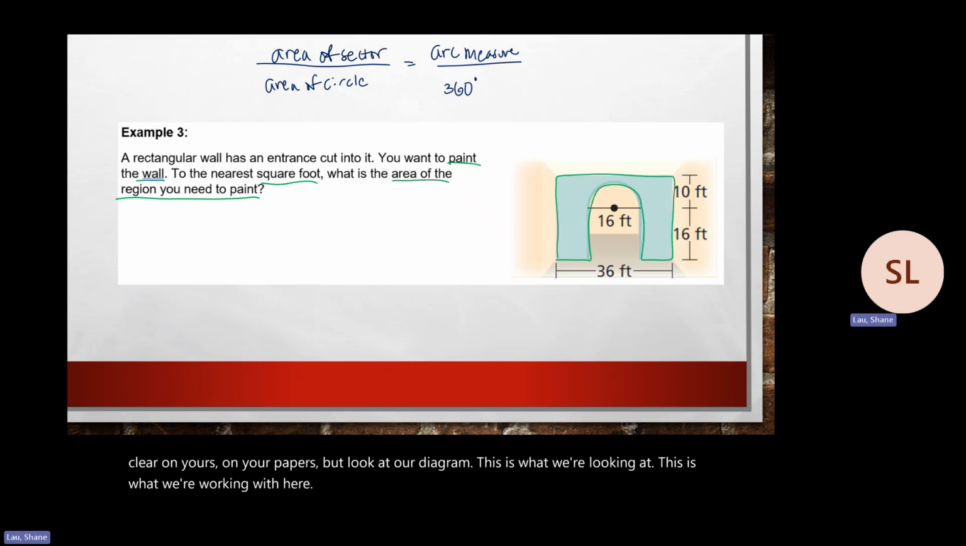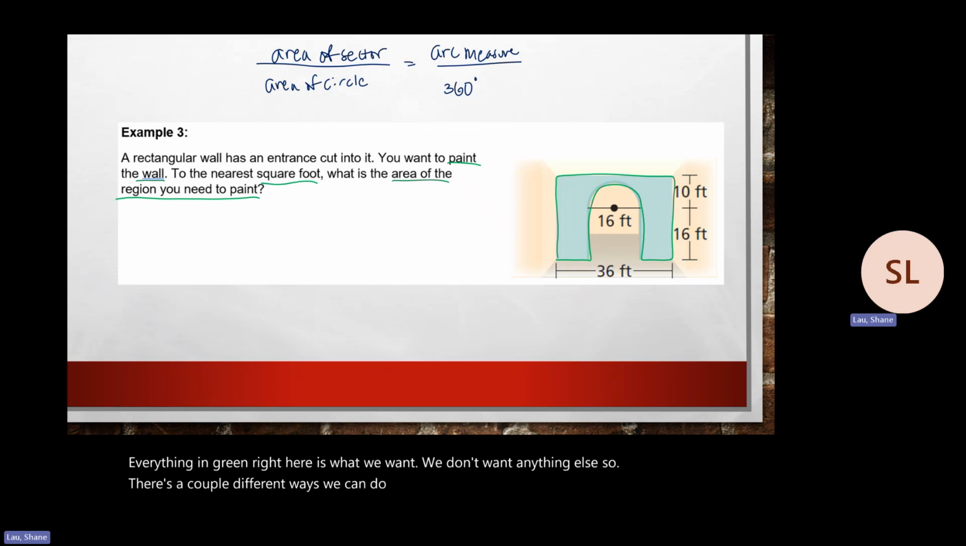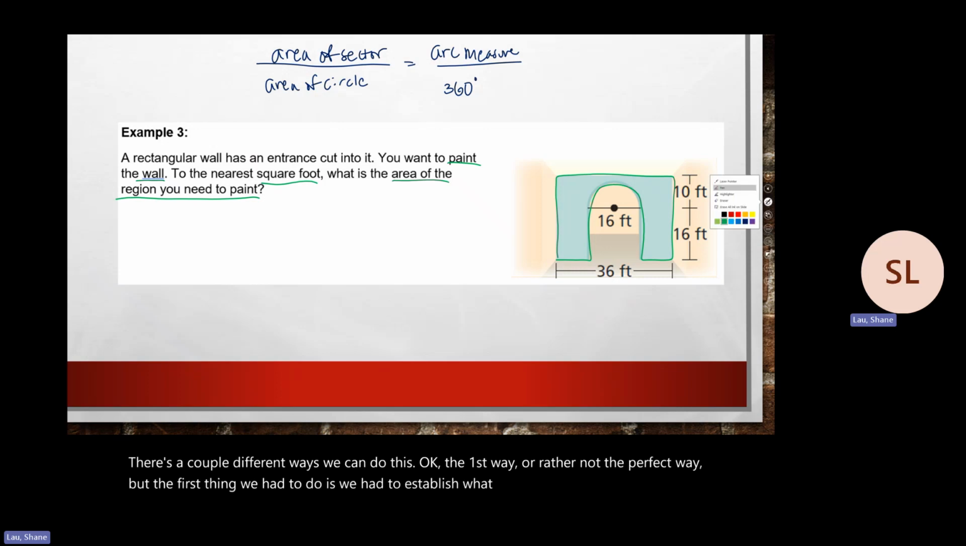Everything in green right here is what we want. We don't want anything else. So there's a couple different ways we can do this. The first thing we have to do is establish what this whole area is.